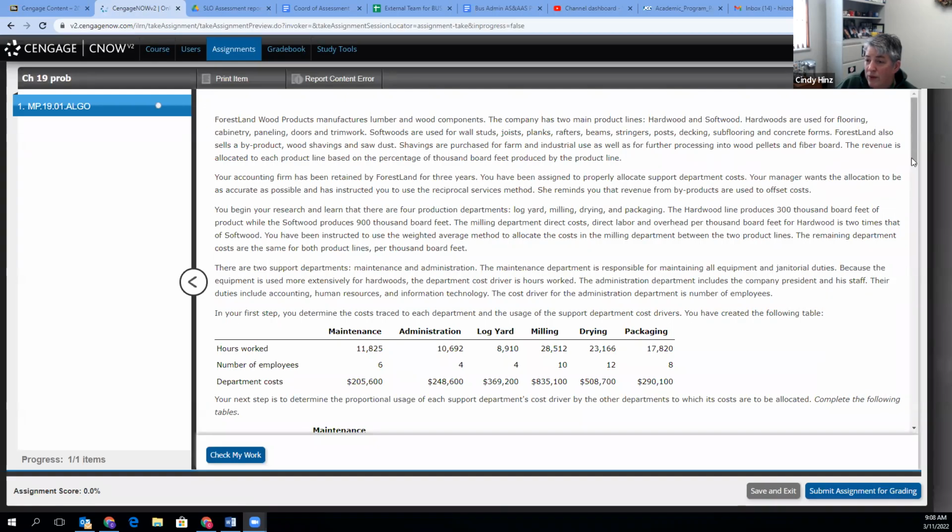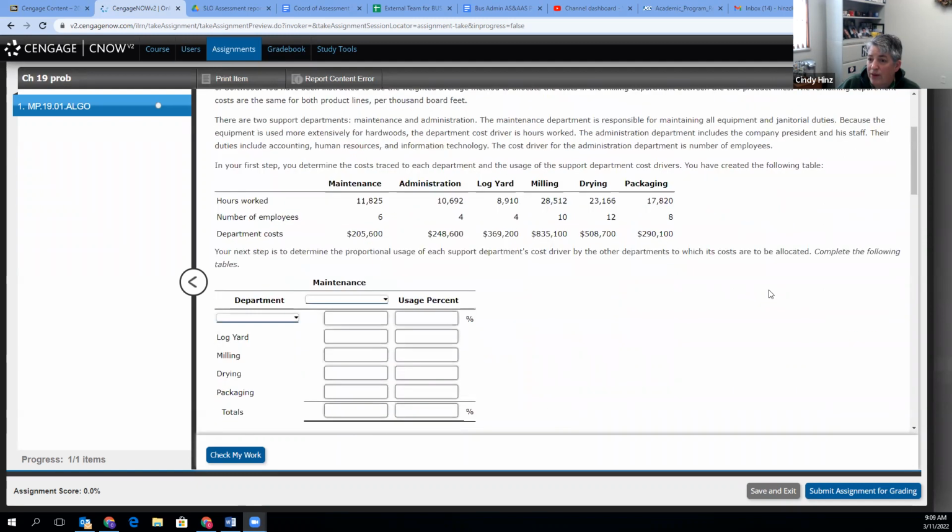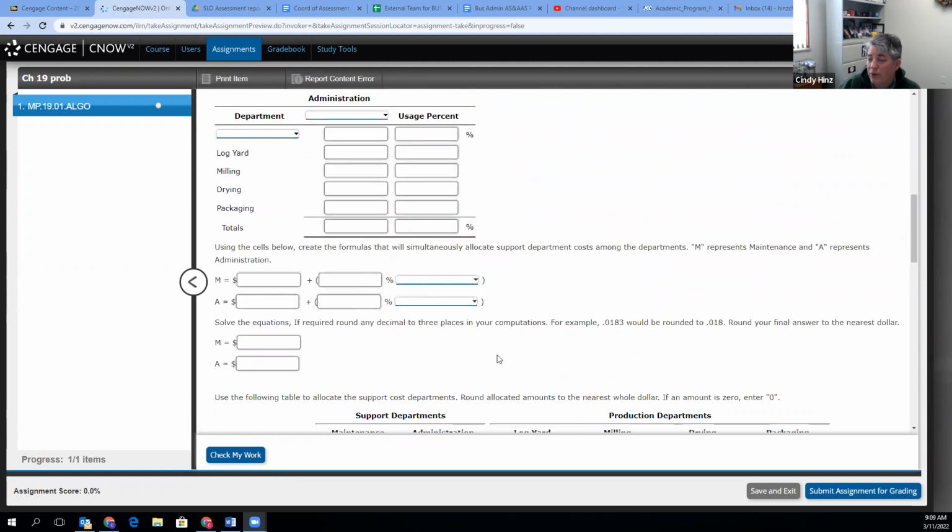So we are in the optional drop-in review session on Friday morning, and we are looking at the Chapter 19 problem. This problem relates to allocation of support department costs. The question that has been asked is related to this portion where we're using the reciprocal approach to allocating those support departments. As you know, this part is not specifically on the exam, but it is the extra credit problem, not this one, but the reciprocal approach is what's in the extra credit problem.